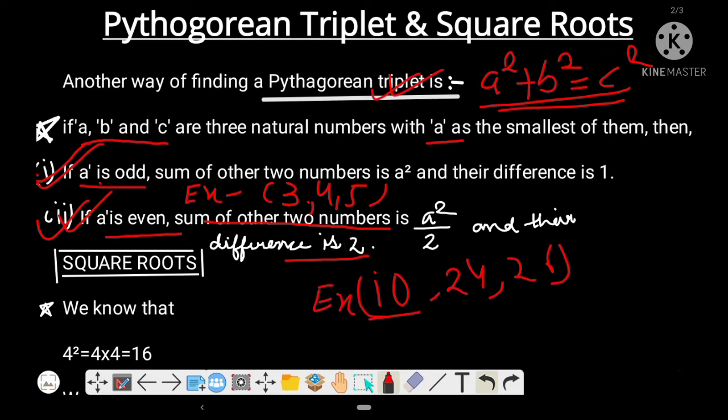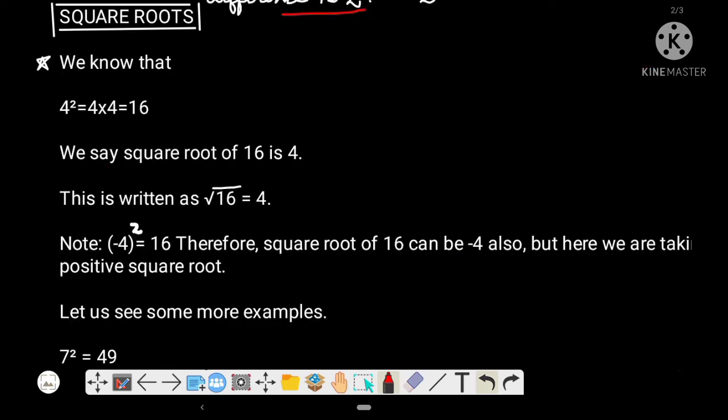Okay, now let us move to the next topic, that is square roots, which will be covered in this video. We know that 4 square is equal to 4 into 4, that is 16. We say that the square root of 16 is 4. This is written as 16 under root equals 4.